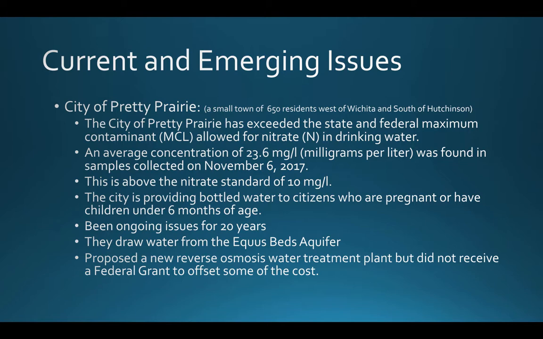They have proposed a new reverse osmosis water treatment plant, which would have cost them about $2.2 million. They applied for a $500,000 federal EPA grant to make up some of the funds on that, and they were denied that. So they have to continue just offering bottled water for drinking water, and they really don't have any other recourse at this point. So they have said they will reapply for the grant again next year.